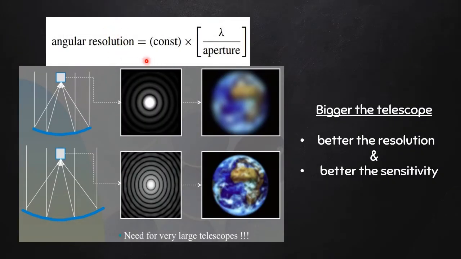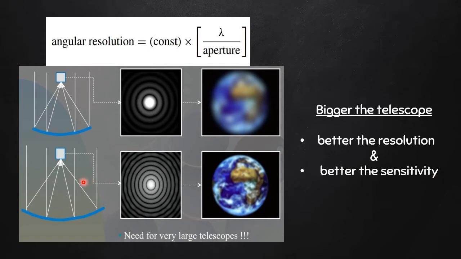Angular resolution is equal to some constant times the wavelength of light divided by the aperture size. This constant is basically 1.22. Here you can see that as you increase the aperture size, you get more resolution. That is, the bigger the size, the better the resolution and the better the sensitivity.